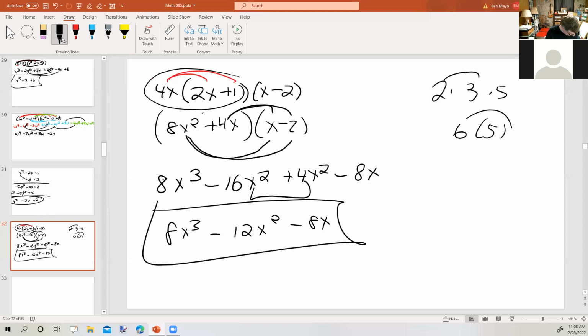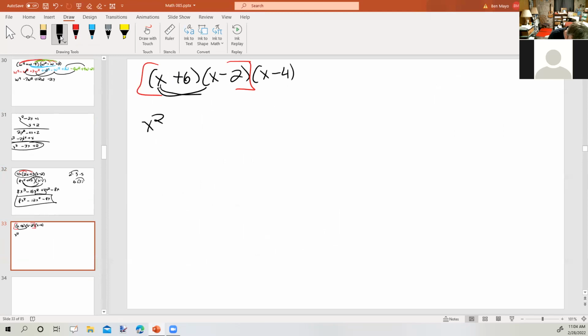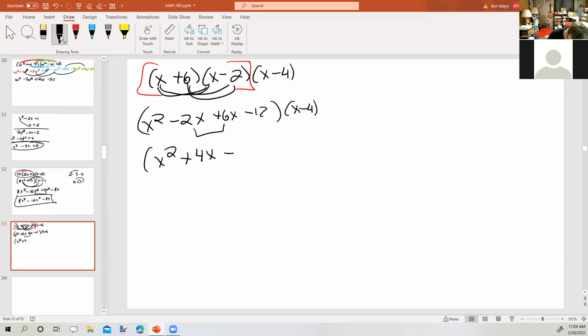All righty, let's see here. How about this one? We good to go on? Okay, x plus 6 times x minus 2 times x minus 4. So I'm going to multiply together 2 things at a time. I'm going to do the first 2 first, which is going to give x squared minus 2x plus 6x minus 12. But I'm going to simplify that, and I'm going to get x squared plus 4x minus 12.